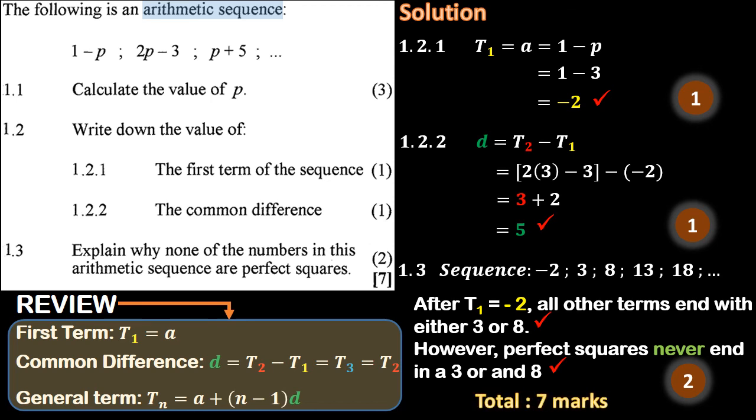That is your 7 marks. Okay, my goodbye goes with that 7 marks.